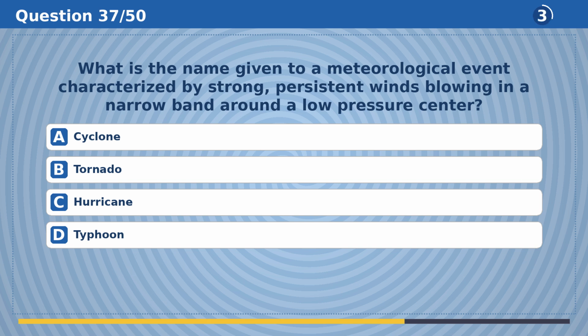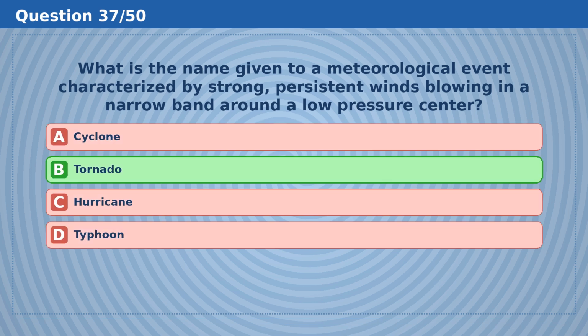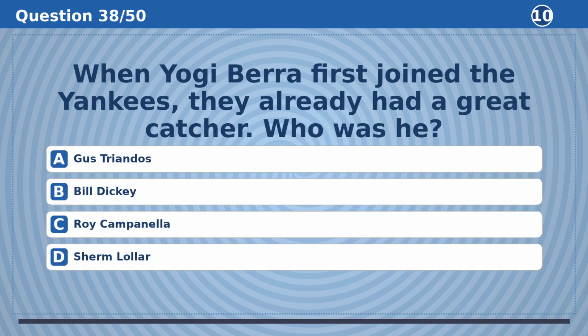What is the name given to a meteorological event characterized by strong, persistent winds blowing in a narrow band around a low-pressure center? The answer is B, tornado.